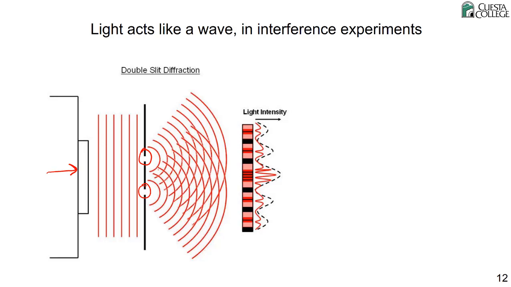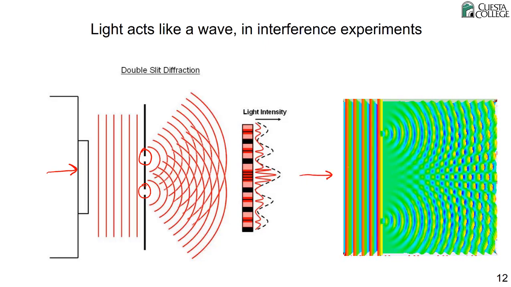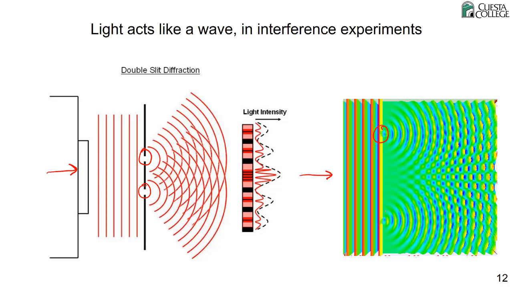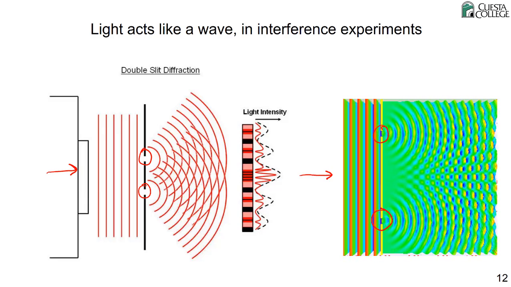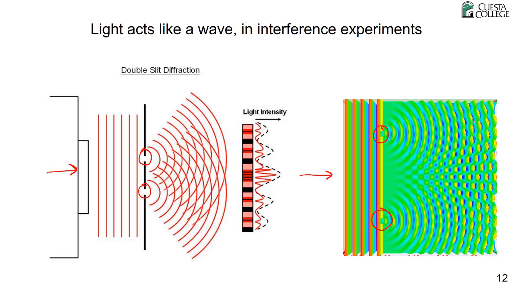You can see this on a film, and this video helps animate what's going on, where the waves of light are moving through a two-slit experiment, and you can see dark spots and light spots as the waves start constructively and destructively interfering with each other.